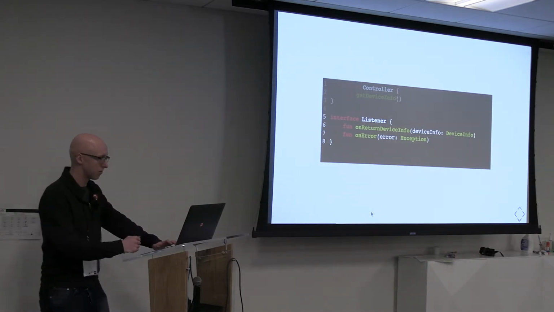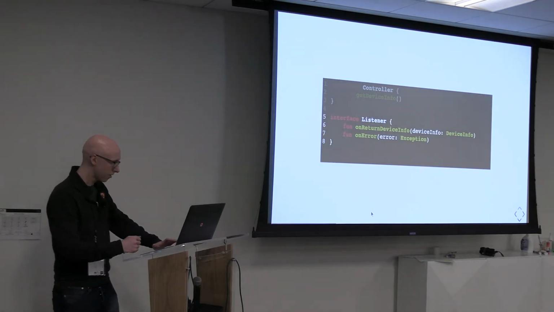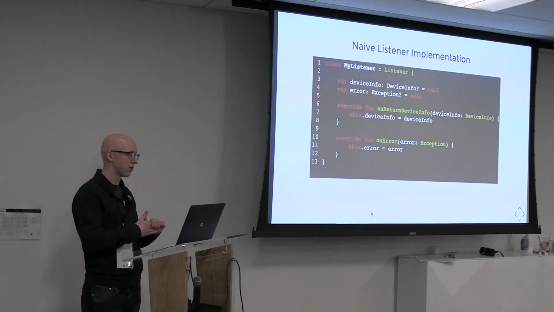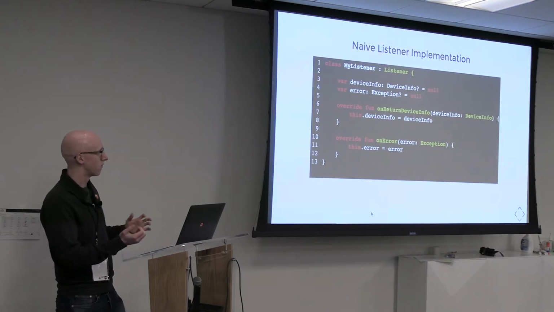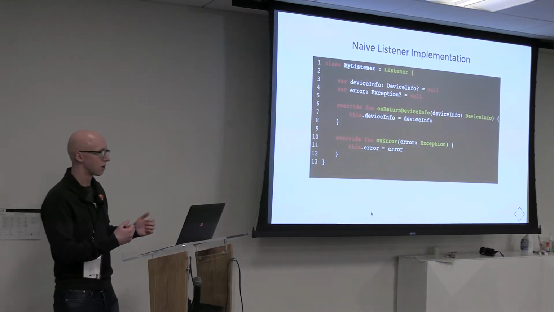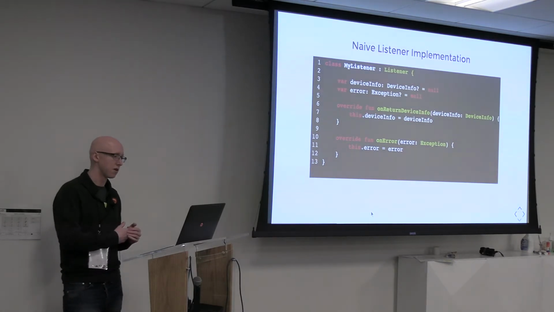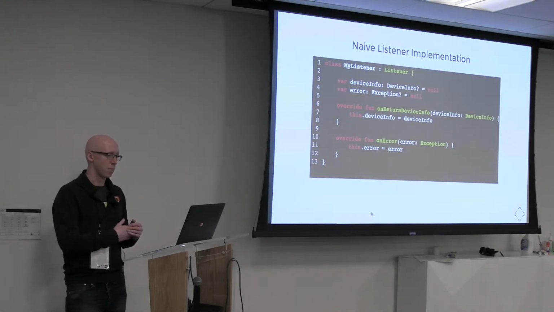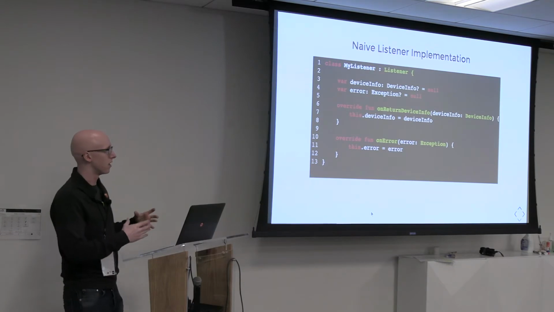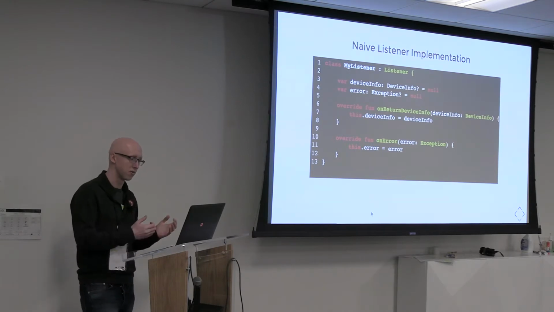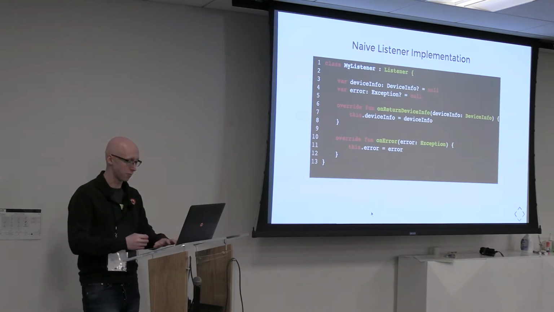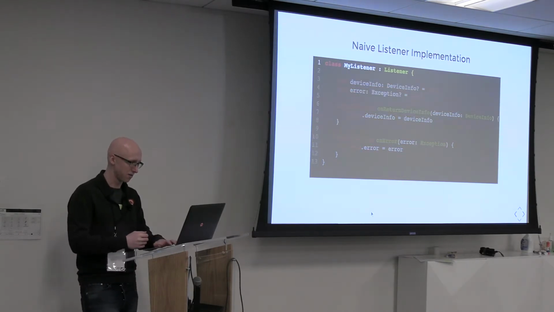So what might the implementation of this look like? Let's take a look at a naive implementation of the listener interface first of all. Say whenever we get a device info in, we just save it to a field. We do the same with the error. So we're communicating outwards from this listener with shared public mutable variables, nullable variables. So some dirty words in that sentence.